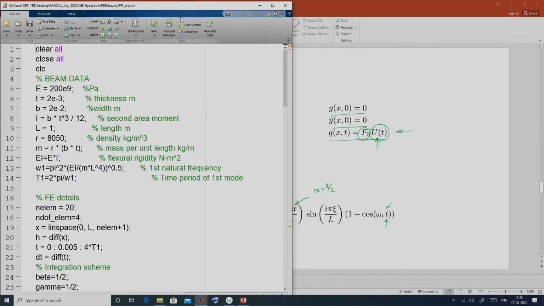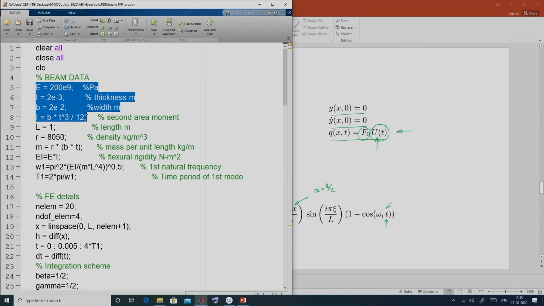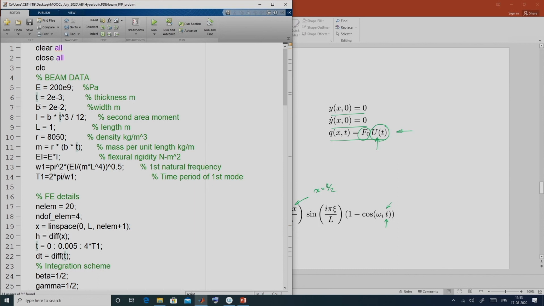As usual, in this case I have defined the material properties and the geometric properties of the beam. As you see, this is the modulus of elasticity, thickness, width of the beam, and length of the beam. Sorry, this is the length of the beam. This is the second moment of inertia, because we have chosen a rectangular cross section. This is the density of the material.